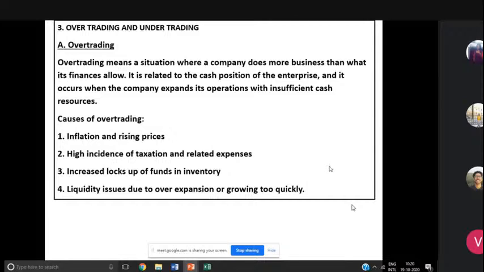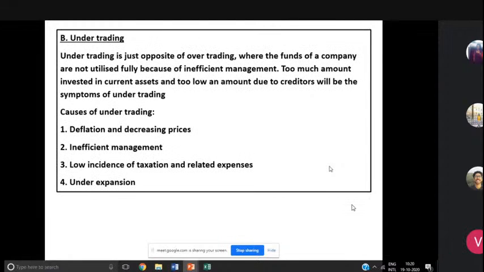Okay, should I get into the opposite concept, undertrading? Say yes, no? Because after this, we have to get into the MCQ. Done? Say yes, no? Yes, sir. Thank you. Undertrading, just opposite. Undertrading is just opposite of overtrading, where the funds of a company are not utilized fully because of inefficient management. You are not going to be inefficient because you are going to invest your own money, your hard-earned money. Therefore, you are going to face the scenario of what? Overtrading rather than undertrading. I think it is very, very clear.